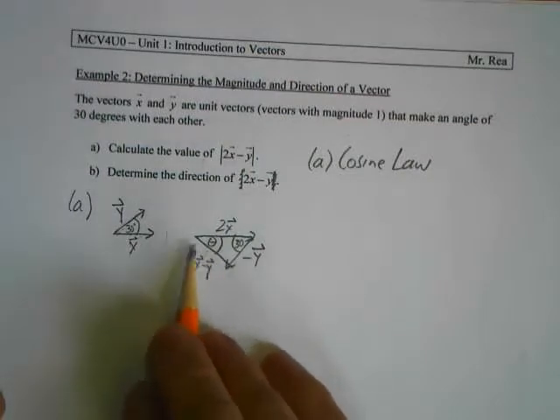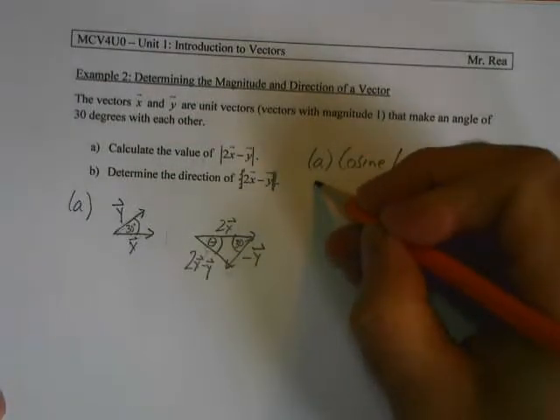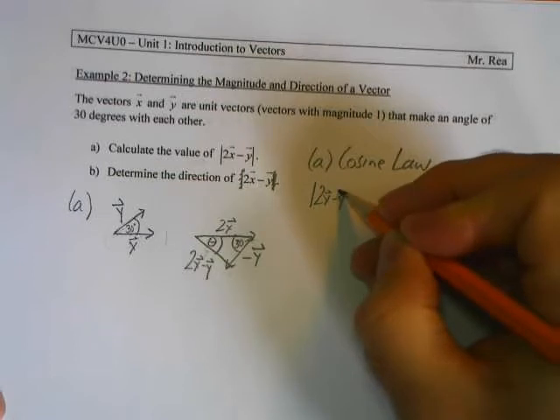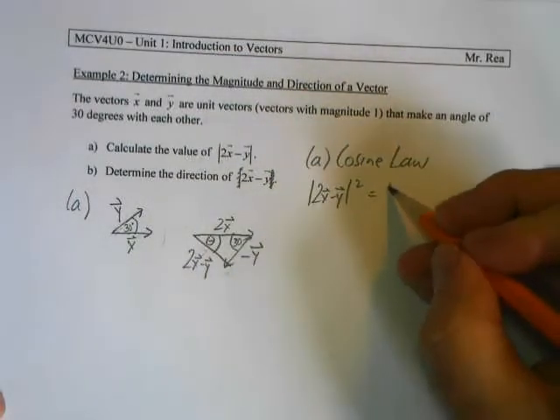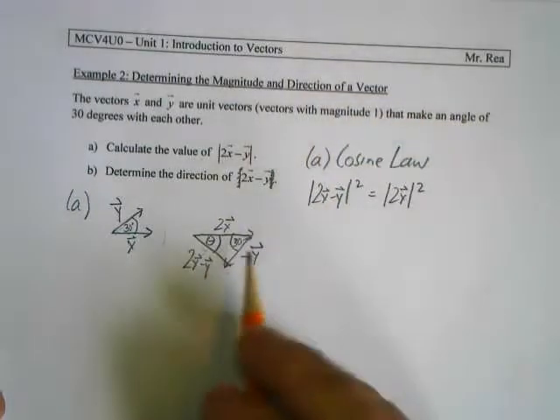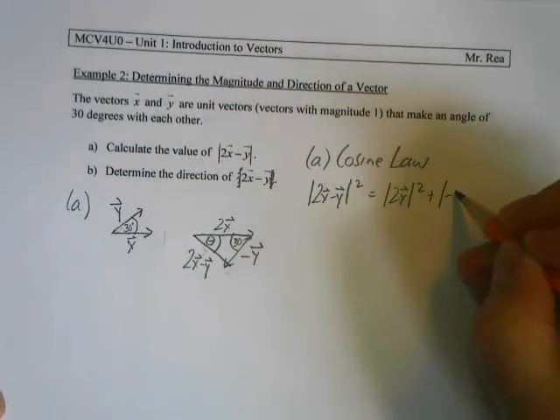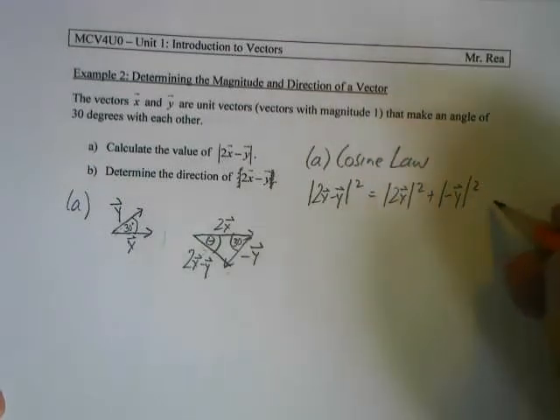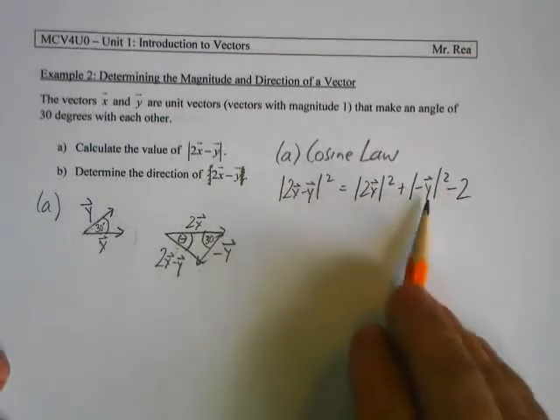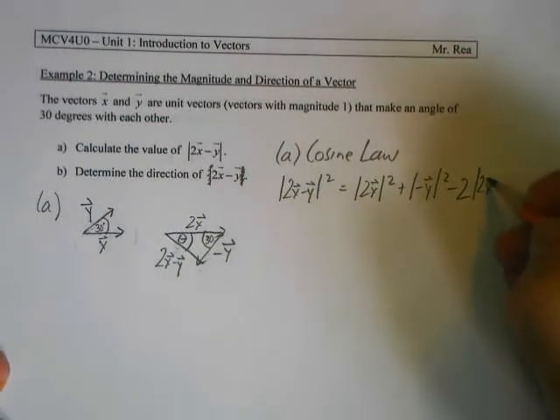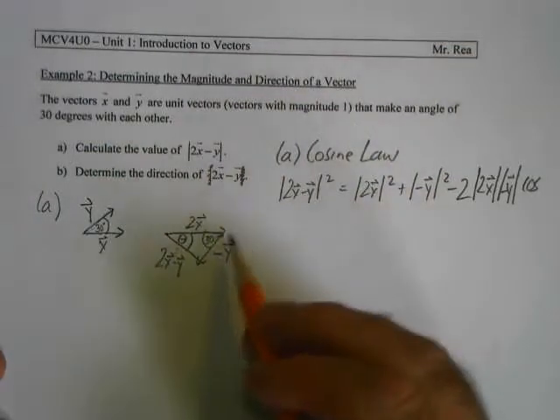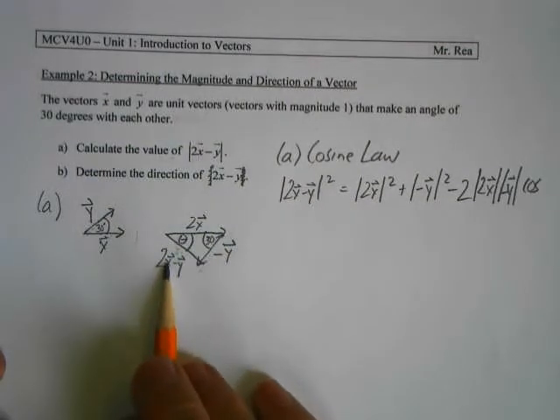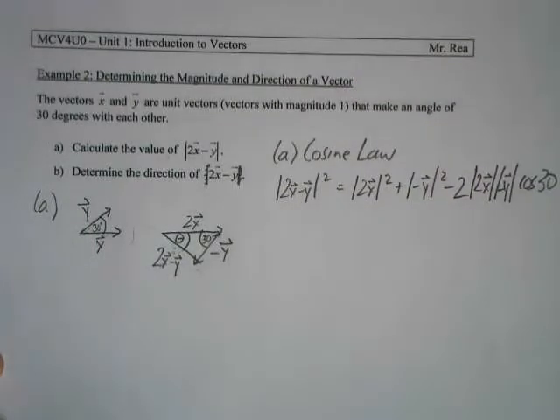So I want the magnitude of this side squared, so I write that as the magnitude of 2x minus y squared is equal to the magnitude of 2x squared plus the magnitude of negative y squared, and then minus 2 times these two, so 2x times negative y, and then cosine. In this case I'm going to use 30 as my reference angle because I want to get that third side across from it, cos 30.